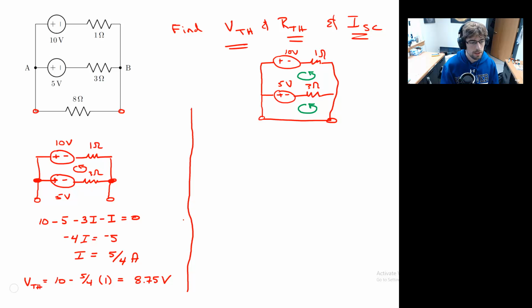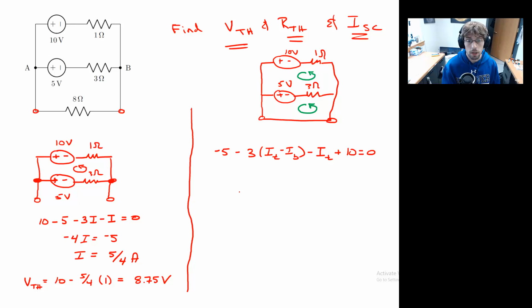And what do we get at the end of the day? Well, for the top loop, I get a minus 5 volt drop, minus 3 times I top minus I bottom. I'll use top and bottom here. And then I have a minus 1 times I top. And then I have a plus 10 equals 0. There we go for the first one.